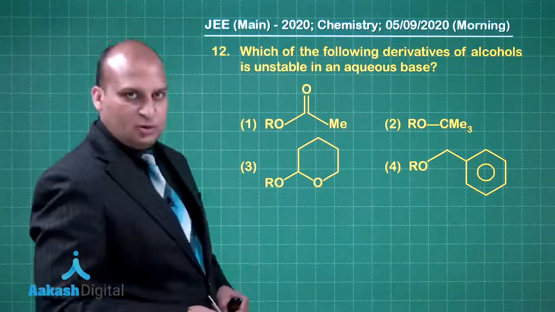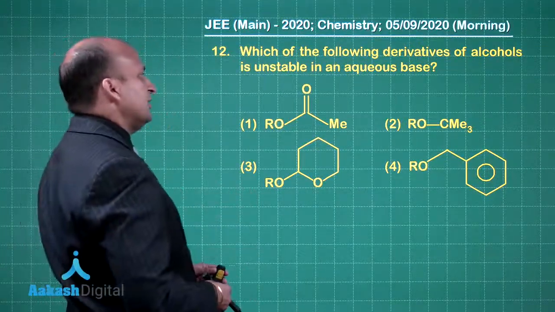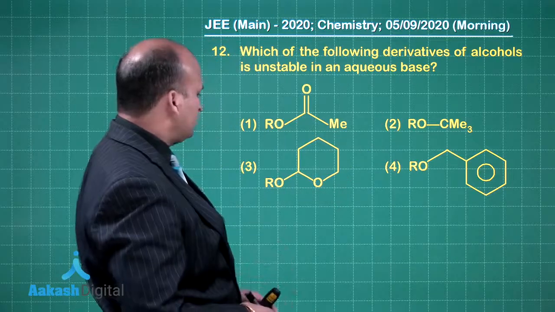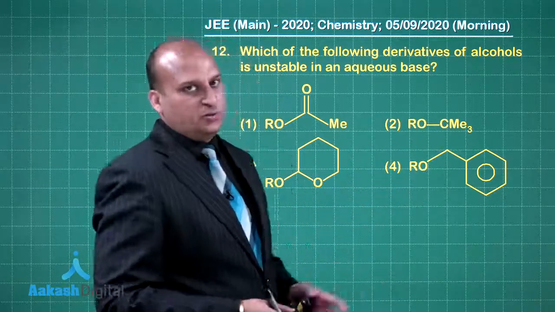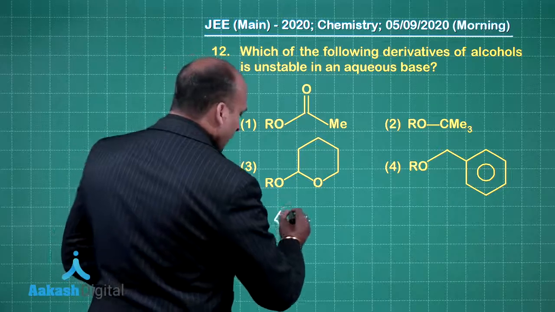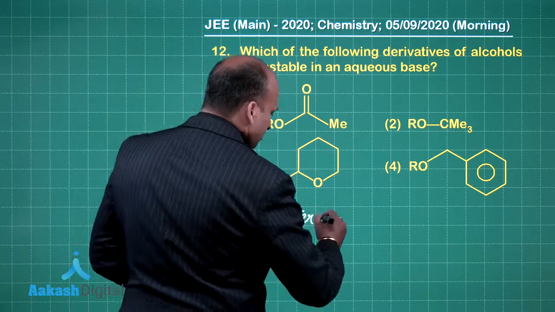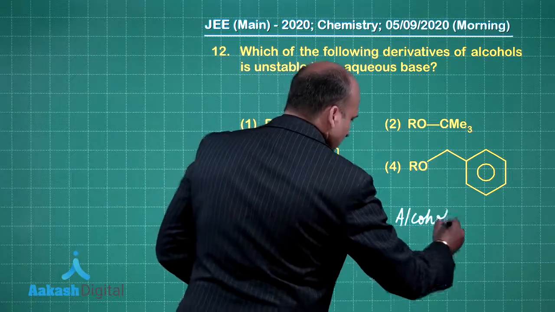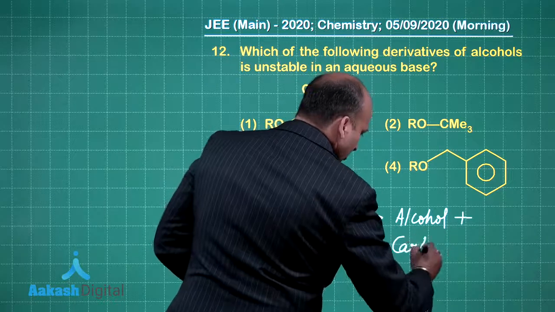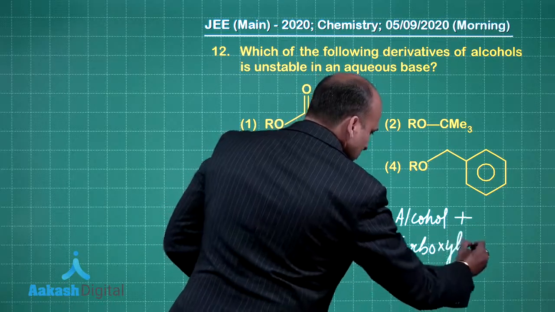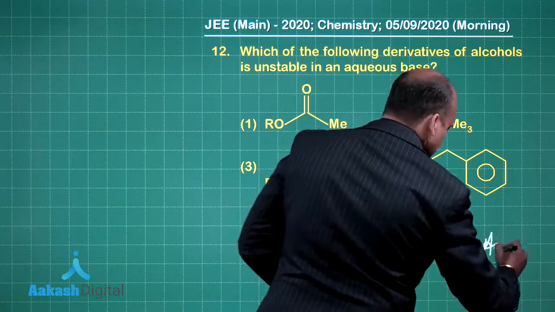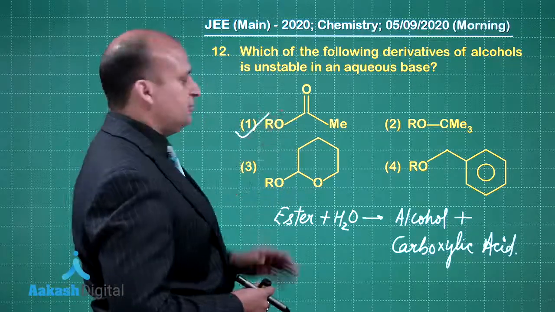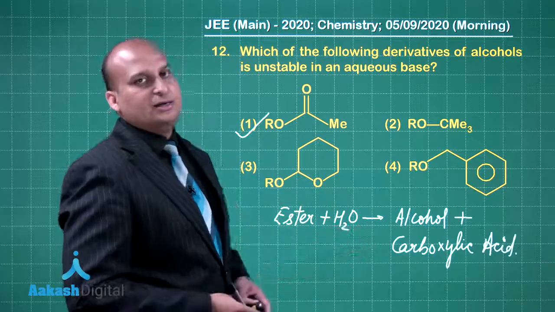Now, let us look at question number 12. Which of the following derivatives of alcohol is unstable in aqueous base? See, this is ester, this is ether, this is also ether, this is also ether. As you know very well that the ester on hydrolysis will convert to alcohol plus carboxylic acid, okay. So, first should be the right answer. This is the most unstable in an aqueous base. Base will actually catalyze the reaction, okay.